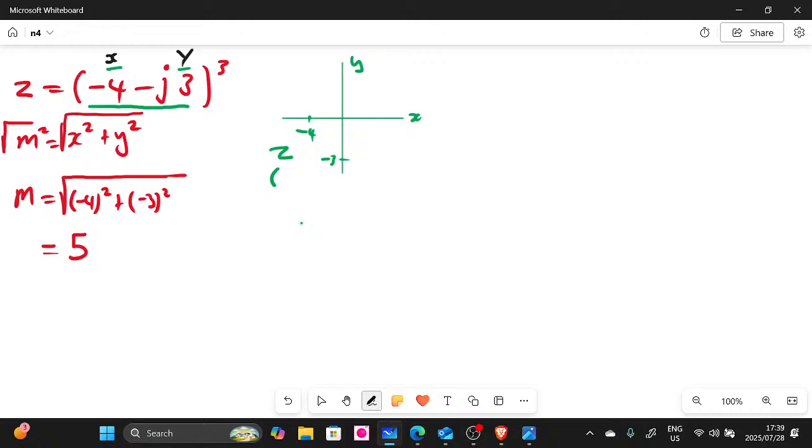Now when we use the 180 rule, this is how we represent this quadrant. It's 180 plus theta. Theta is a reference angle, guys. Theta is a reference angle.